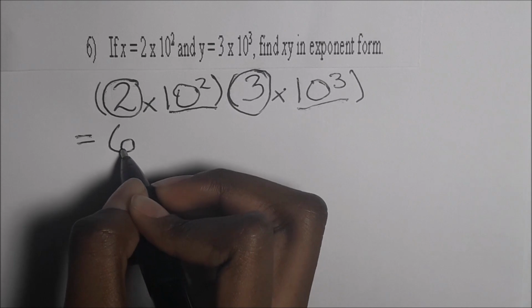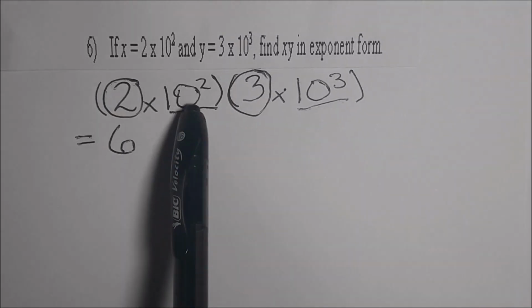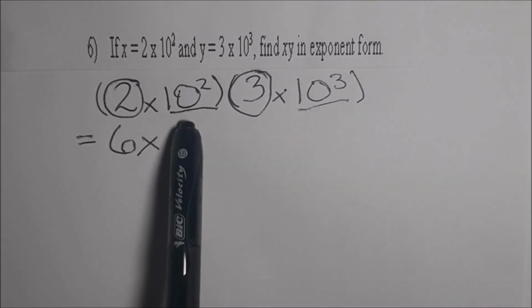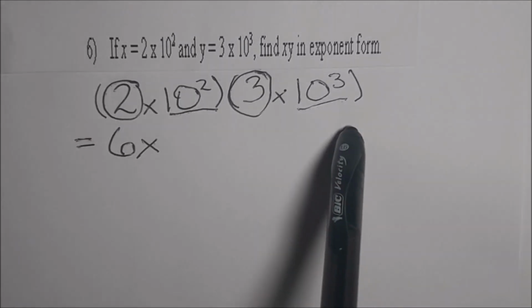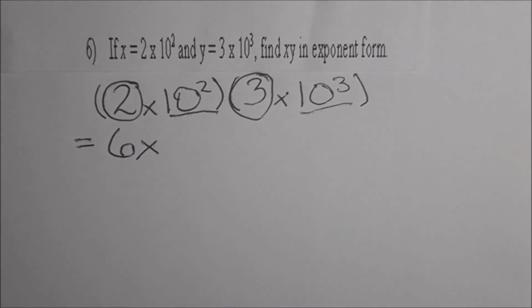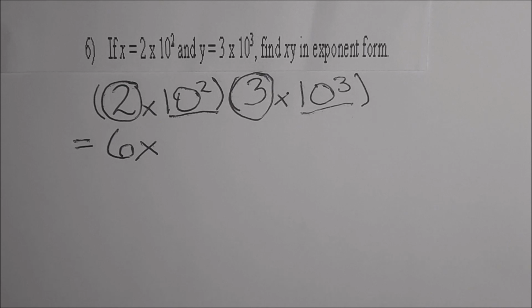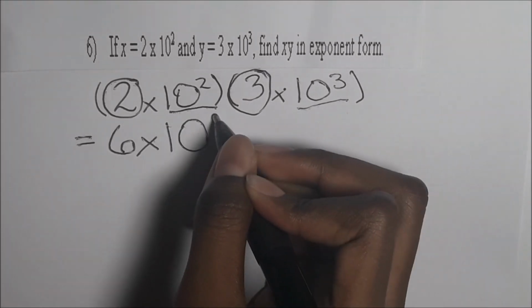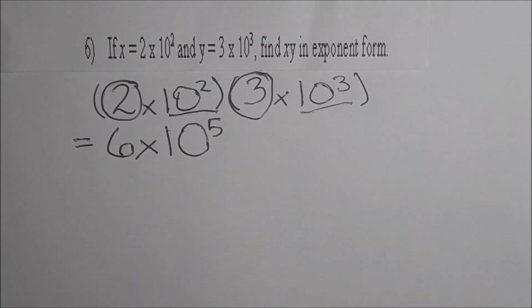6 times. Put times after the 6. When you multiply numbers with exponents, you add the powers, once they're the same base. If it's 10 squared times 10 cubed, you add. So what's the answer? 10 to the 5th power. So you don't multiply the powers, the exponents, you have to add.